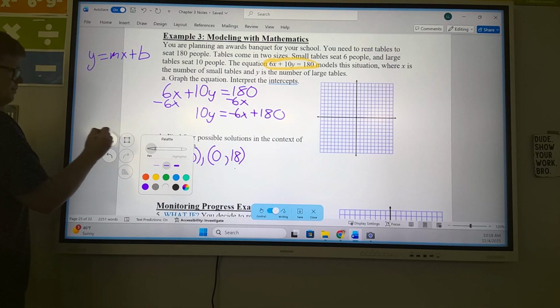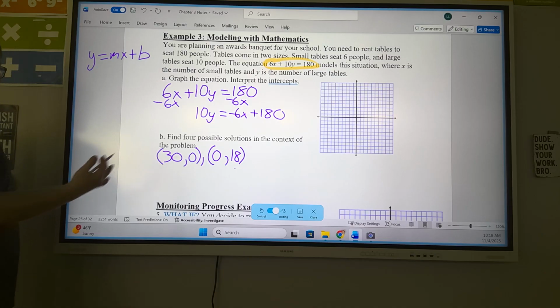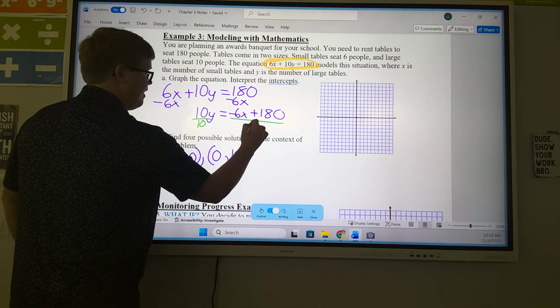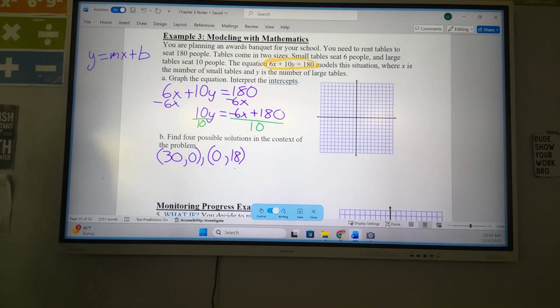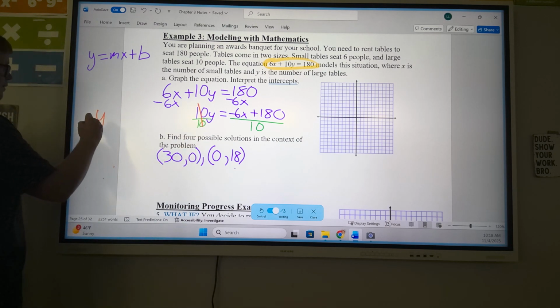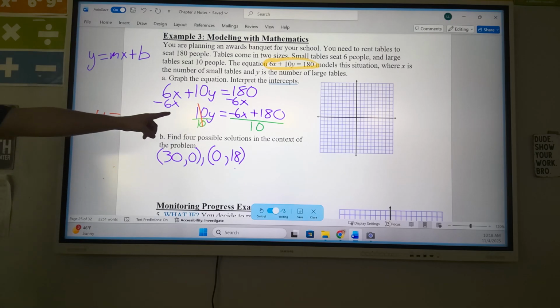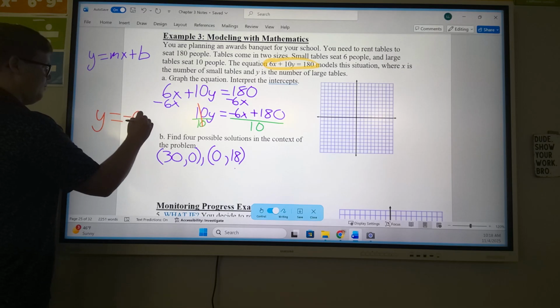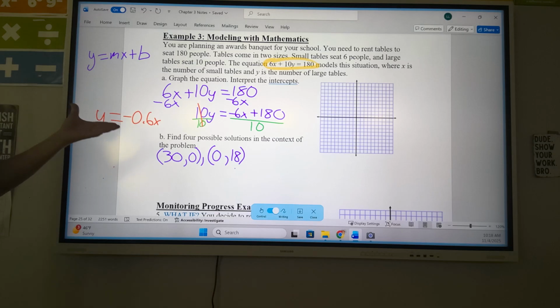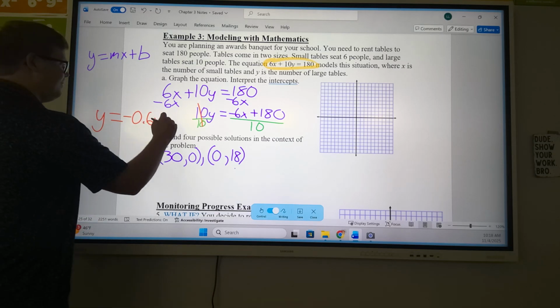Now our final step to get y by itself is divide by 10. That means we have to divide both of these by 10. So our slope-intercept form equation is going to look like this. So the 10s eliminate, we have y by itself, right? Negative 6 divided by 10 is negative 0.6x. And 180 divided by 10 is 18, so plus 18.